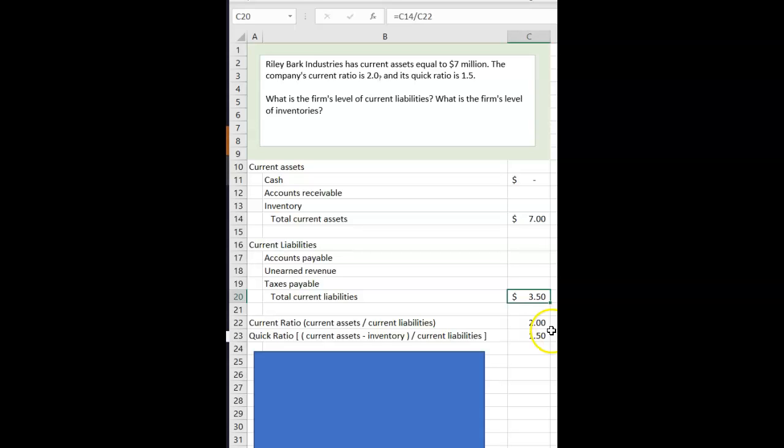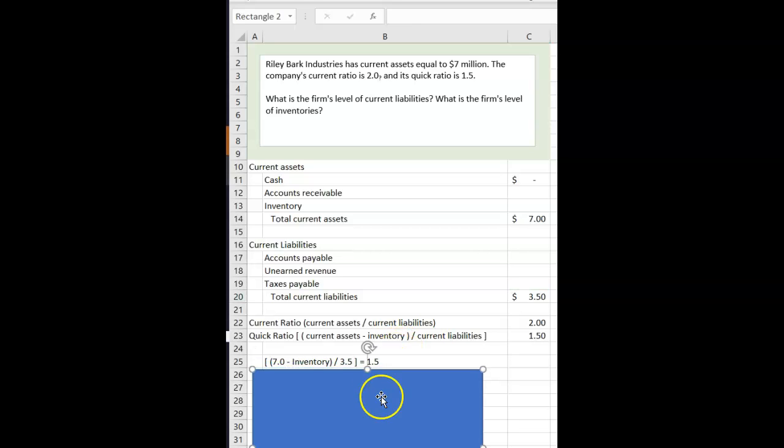It's 1.5. Well, the definition of a quick ratio is current assets minus inventory, and you take all of that divided by current liabilities. So here's what we know: 7 minus the inventory, divided by 3.5, is equal to 1.5.